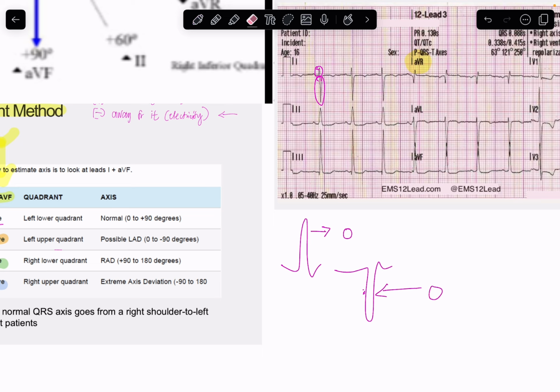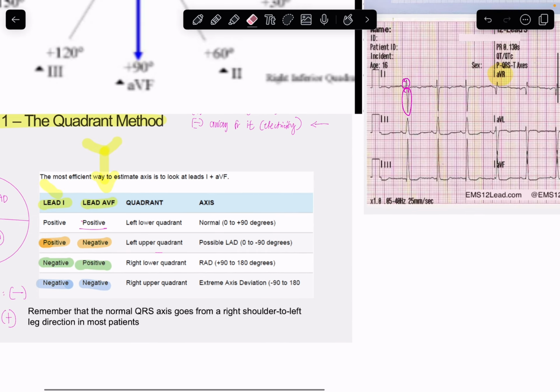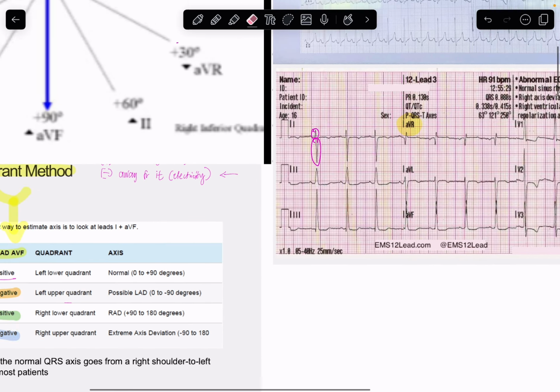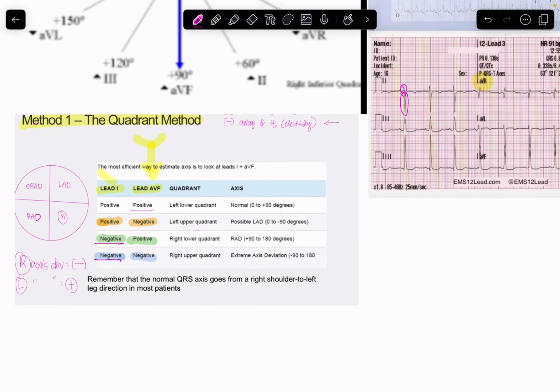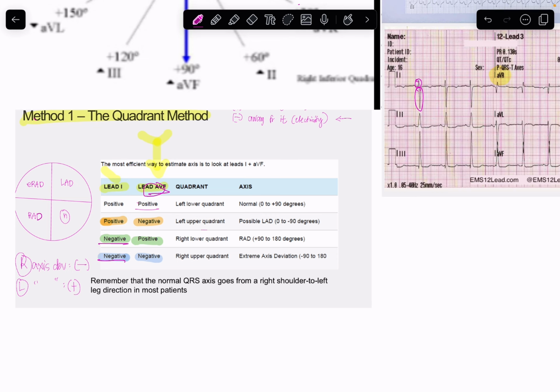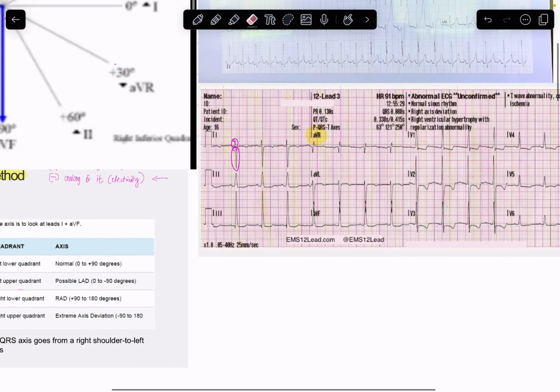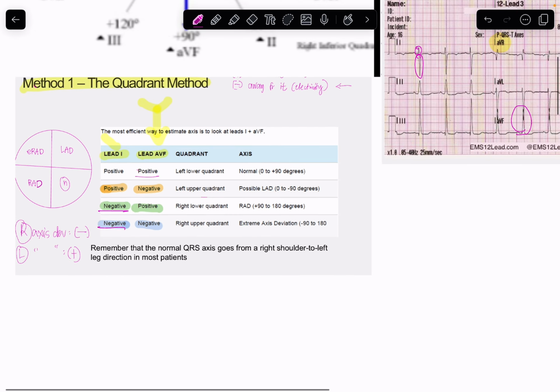Usually you see a pathologic negative deflection in cases of ectopies. So again, let's begin. Lead 1 is more negative, so it's either this or this. Now we're going to look at lead AVF. AVF here is a positive deflection, so it's here. Since it's a negative and a positive, then we have a right axis deviation.